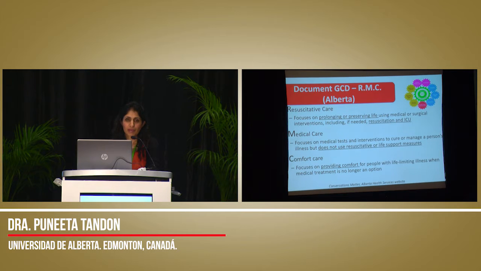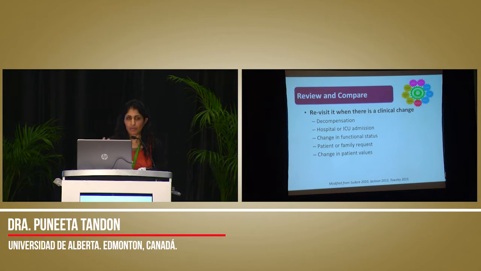So in Alberta, which is where I'm from in Canada, we divide our different goals of care designations into resuscitative care, which involves intensive care; medical care, which is on the floor, on the ward, where they do medical interventions but don't send patients to the ICU; and then comfort care, which is just providing comfort, like clysis for fluids and pain management. I'm sure this is very similar to what most countries use. You want to revisit and compare and change the designations anytime there is a change in the clinical status or at a patient or family request.